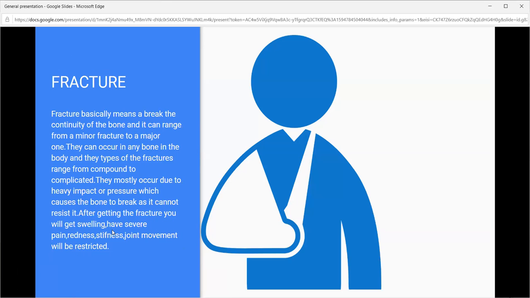Fracture. This is the most common word we've heard. A fracture basically means a break in the continuity of the bone, and it can range from a minor fracture to a major fracture. At least two of us have experienced a fracture, and we all know how it feels. They can occur in any bone in the body, and the types range from compound to complicated. They mostly occur due to heavy impact or pressure which causes the bone to break.